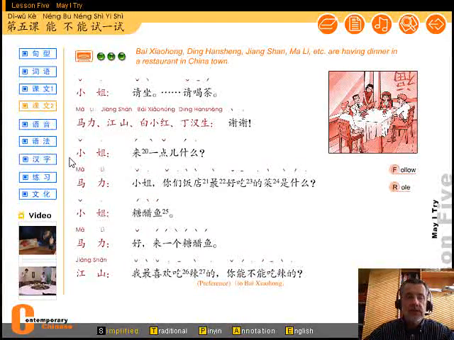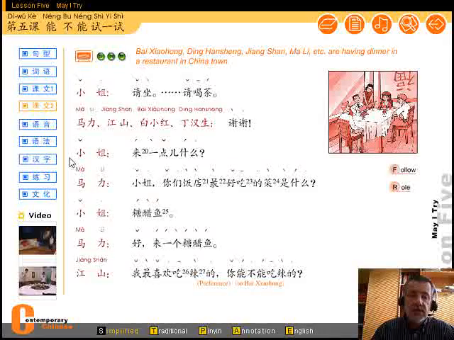Okay, so this is the second dialogue for 第五课, and the setting for the dialogue, as it says on screen, is in a restaurant in Chinatown. So obviously the characters are still not in China yet. But anyhow, the dialogue is representative of the sorts of things that you might hear in China. So we start off with the waitress, and let's see if we can play this.